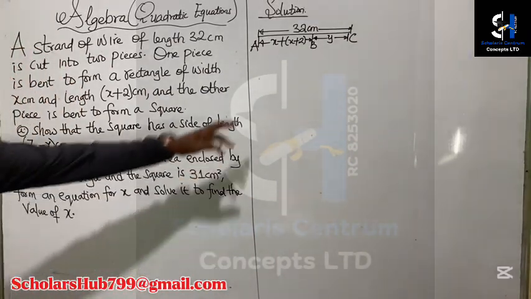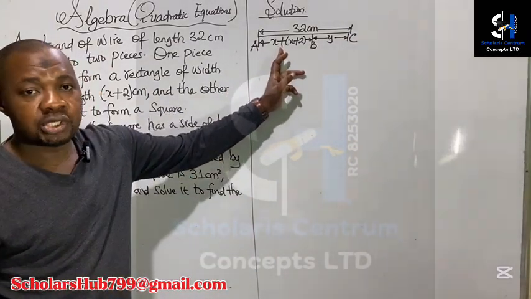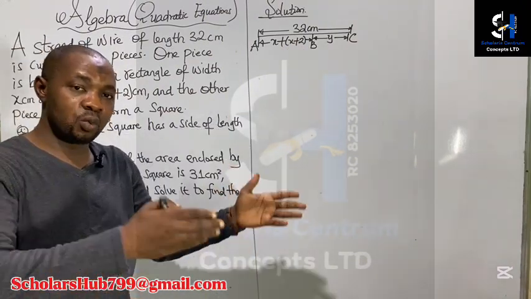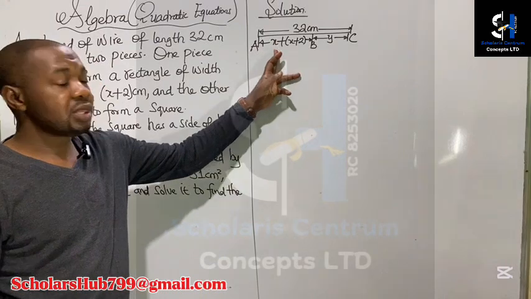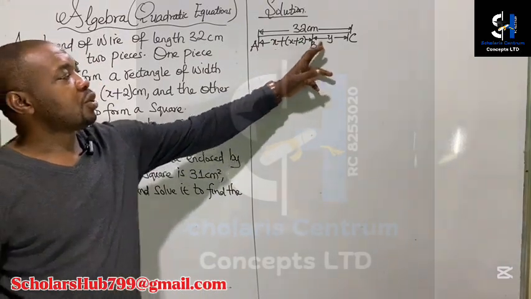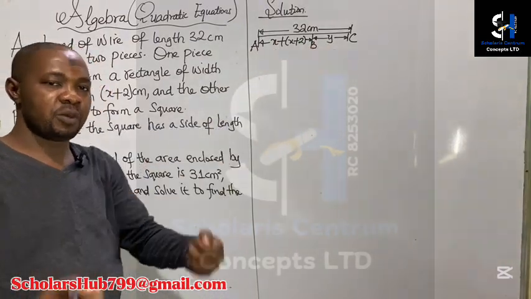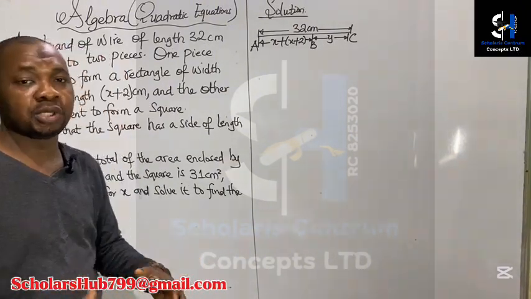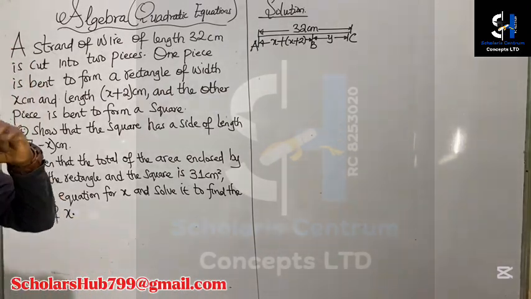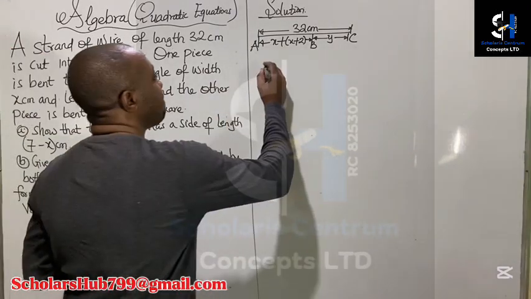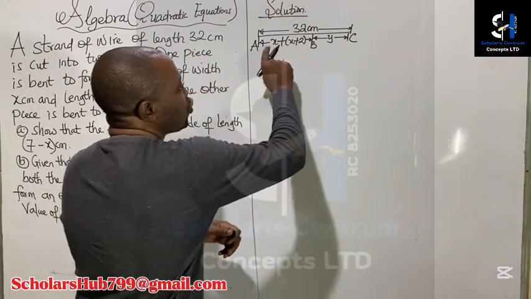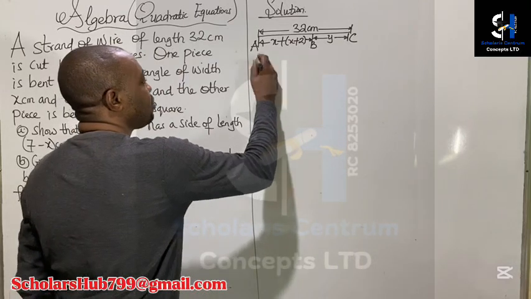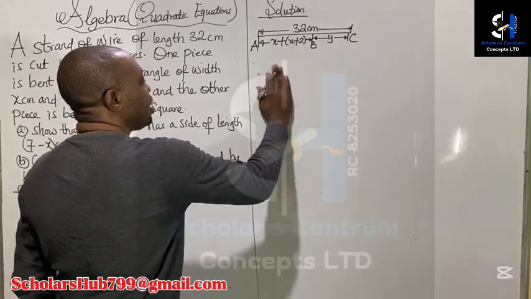So if the rectangle uses up x plus 2, the length is x plus 2 and the width is x. The other piece is used to form a square, and a square has all its side lengths equal. Now we know the total length of the wire is 32, so we know the perimeter. Let me write this first.